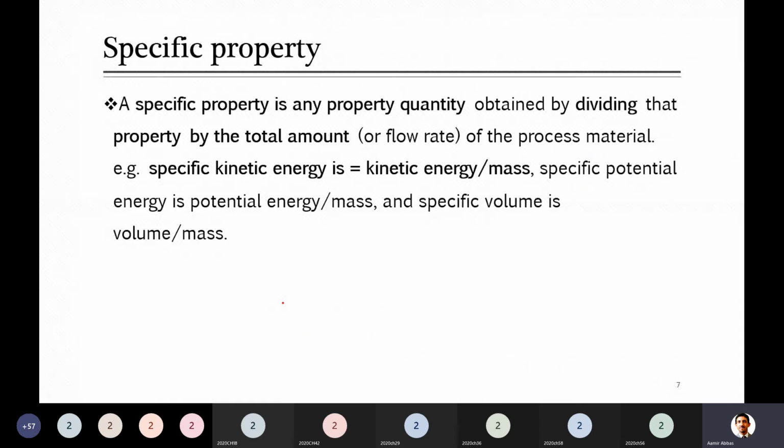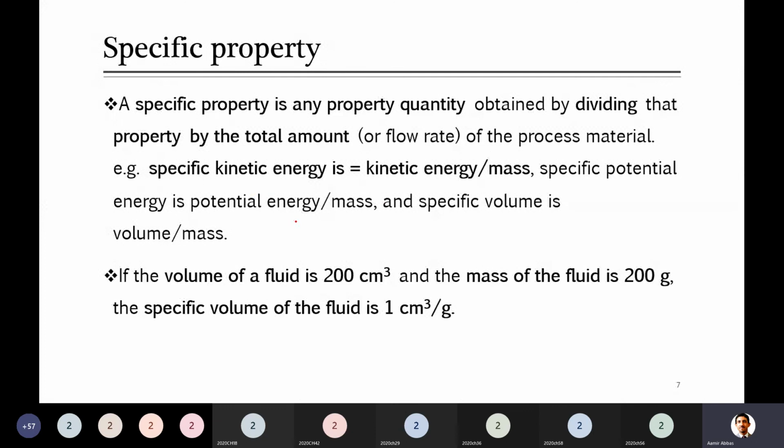Another terminology which you will come across here is specific internal energy. Before that, I think you already remember what a specific property is. Any property which is divided by its mass, amount or flow rate, we call a specific property. That is represented mostly as divided by mass. For example, specific kinetic energy, specific potential energy or specific volume. We've already discussed this a lot.